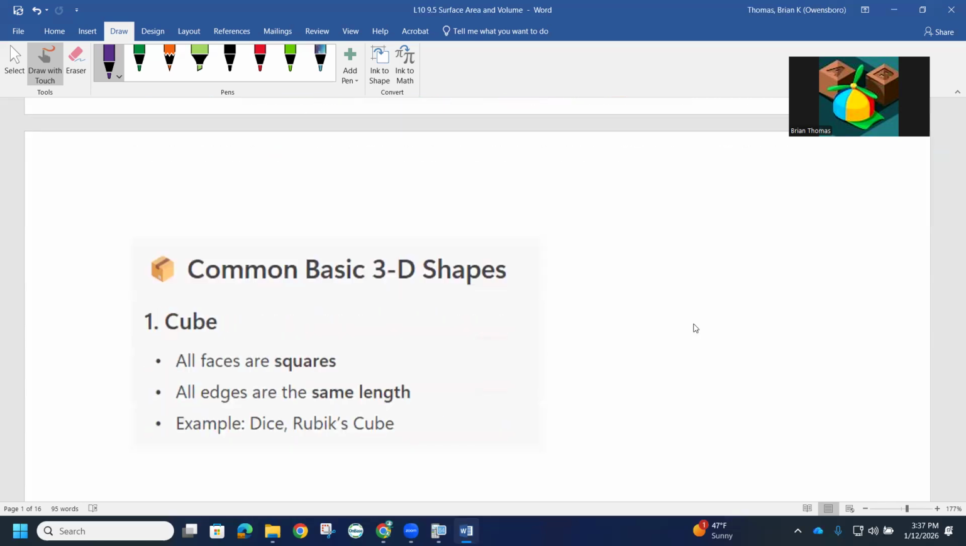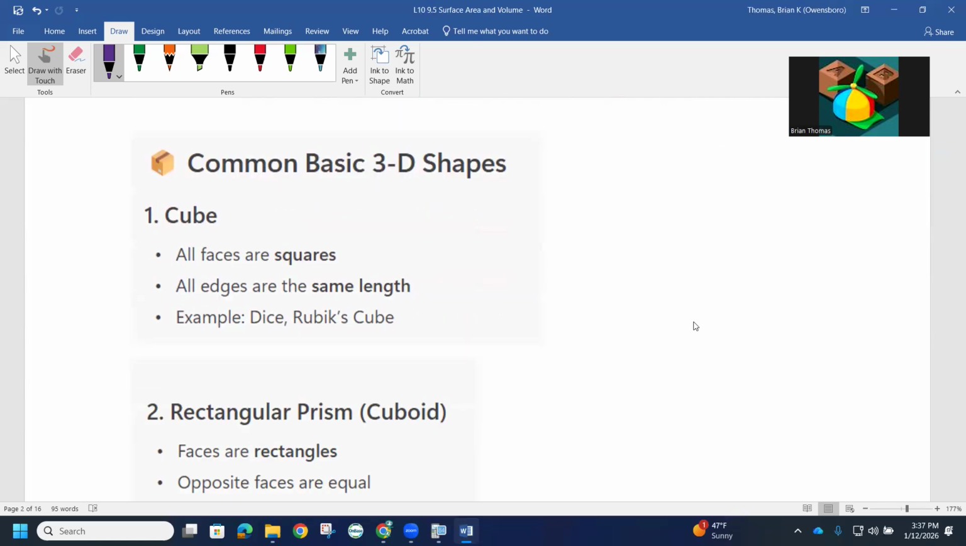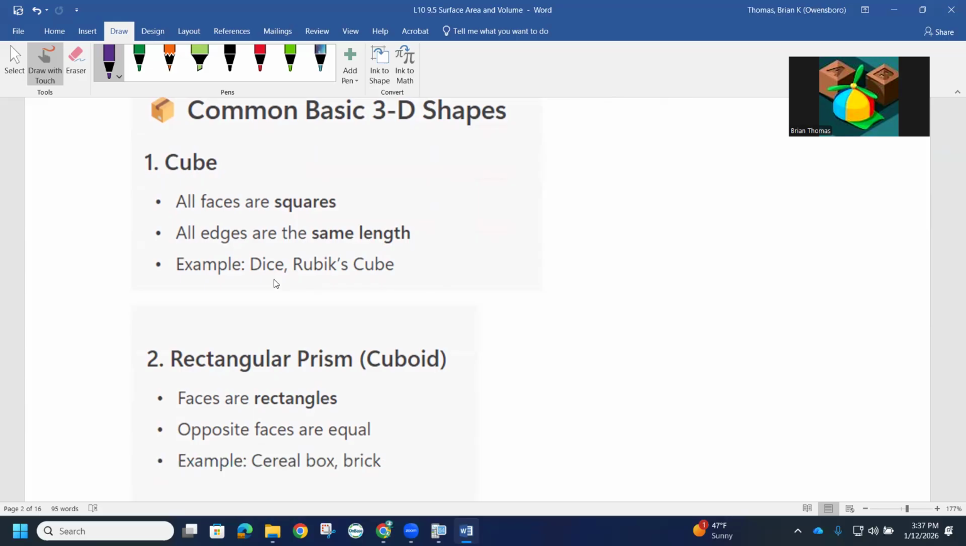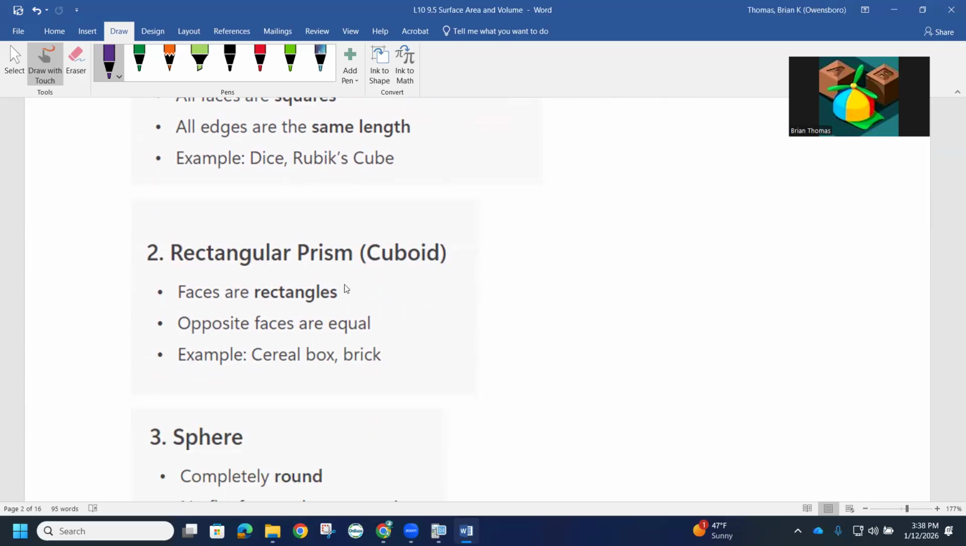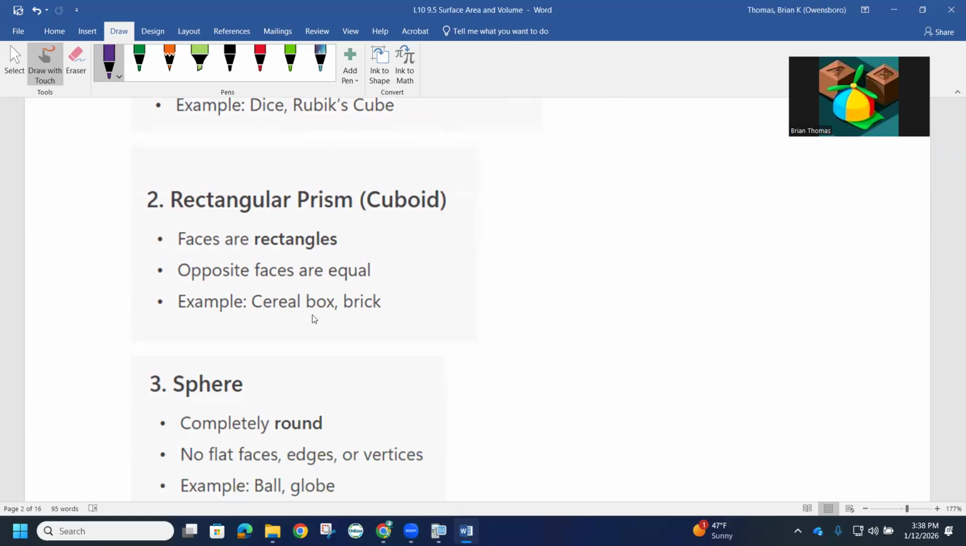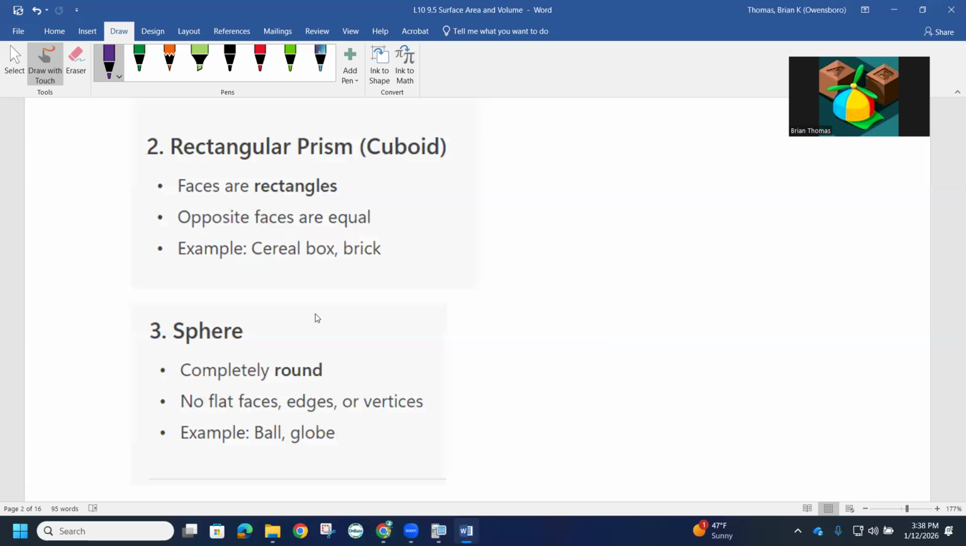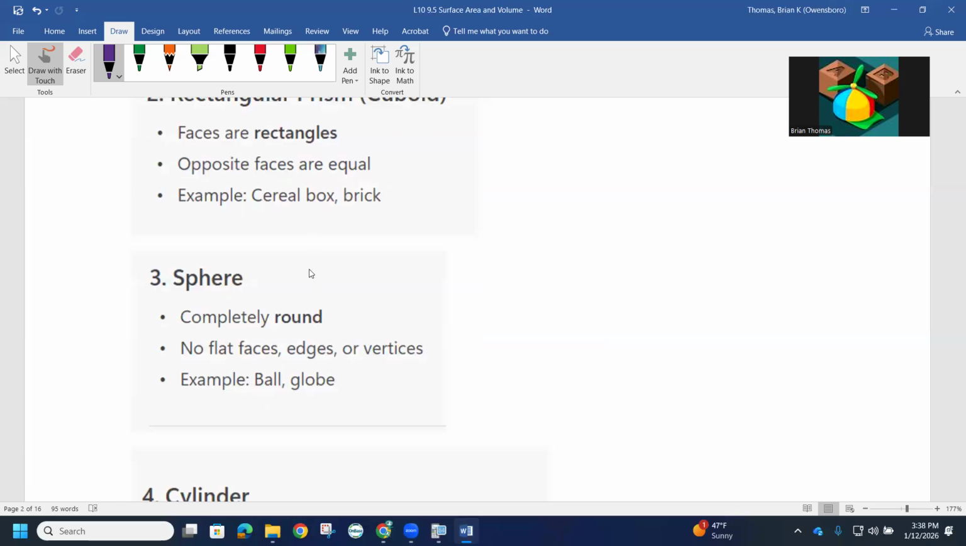Okay. So when we talk about 3D shapes, we're mostly going to be working with a cube, like a die or dice. A Rubik's Cube is among the most common examples. A rectangular prism, they also use the word cuboid. I'm not as familiar with that word. So a rectangular prism is that box, if you will. Its faces are rectangles.